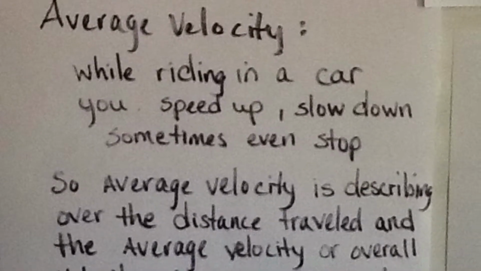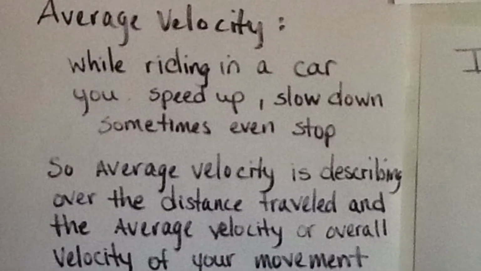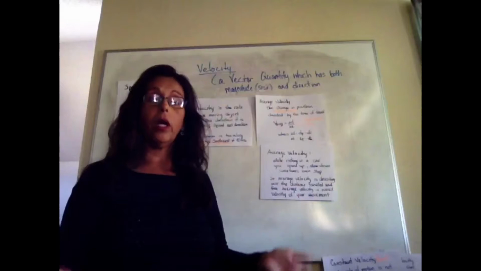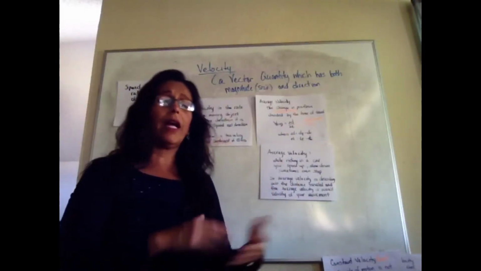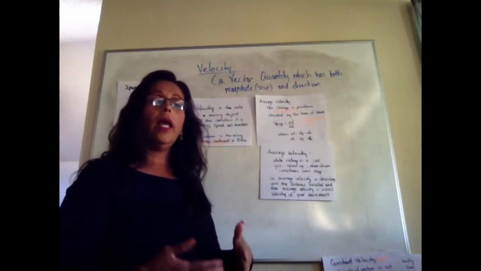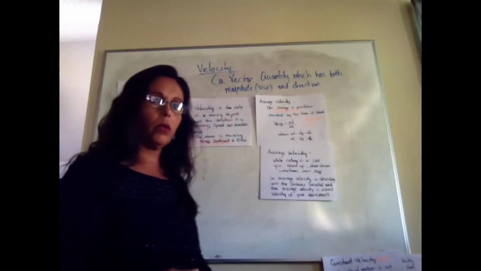So on average, over all that distance traveled, I was going around, say, 60 miles per hour. When in actuality, I wasn't, because I had to slow down for oncoming traffic. I had to stop if there was a stop sign, and so forth and so on. So on average, overall, that's how fast I was going.